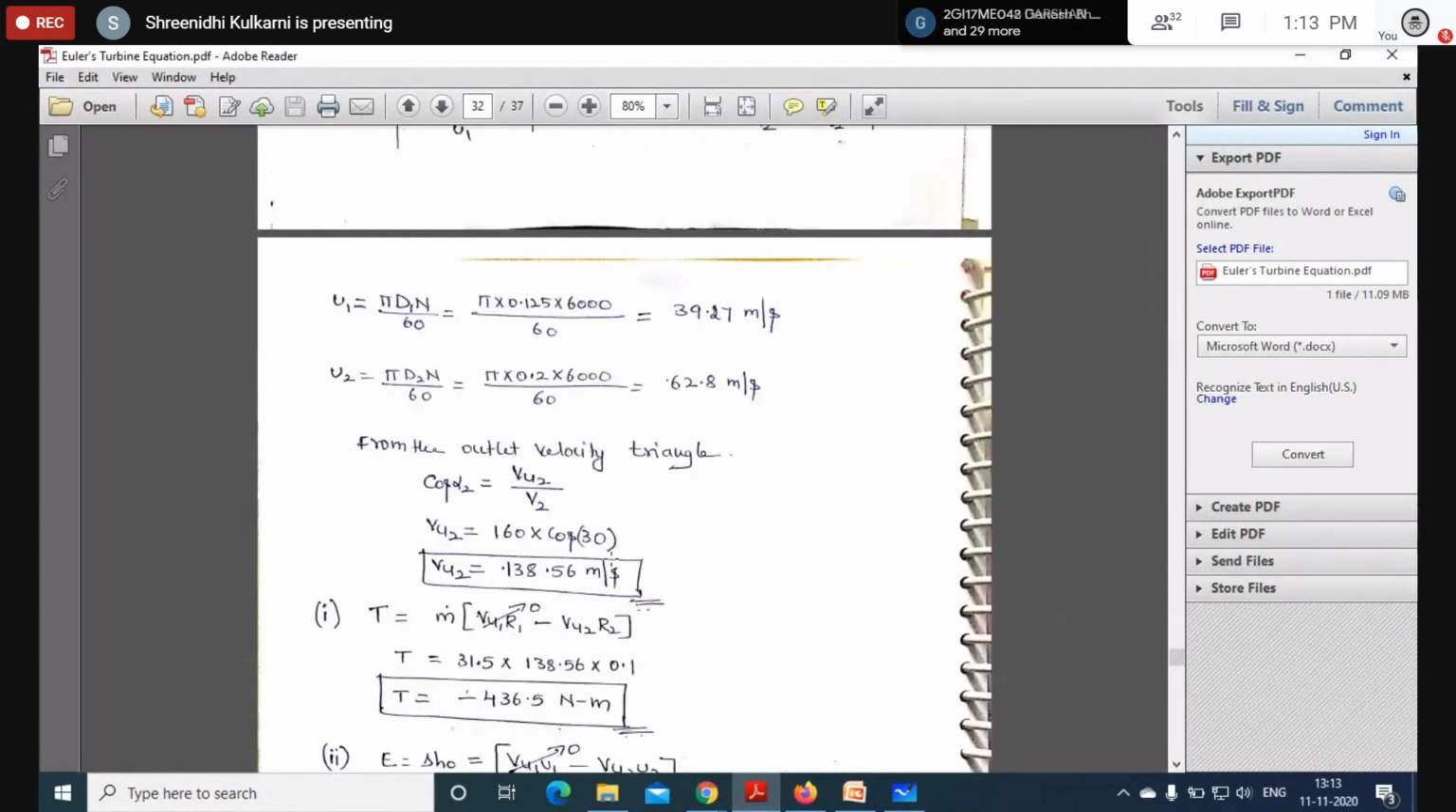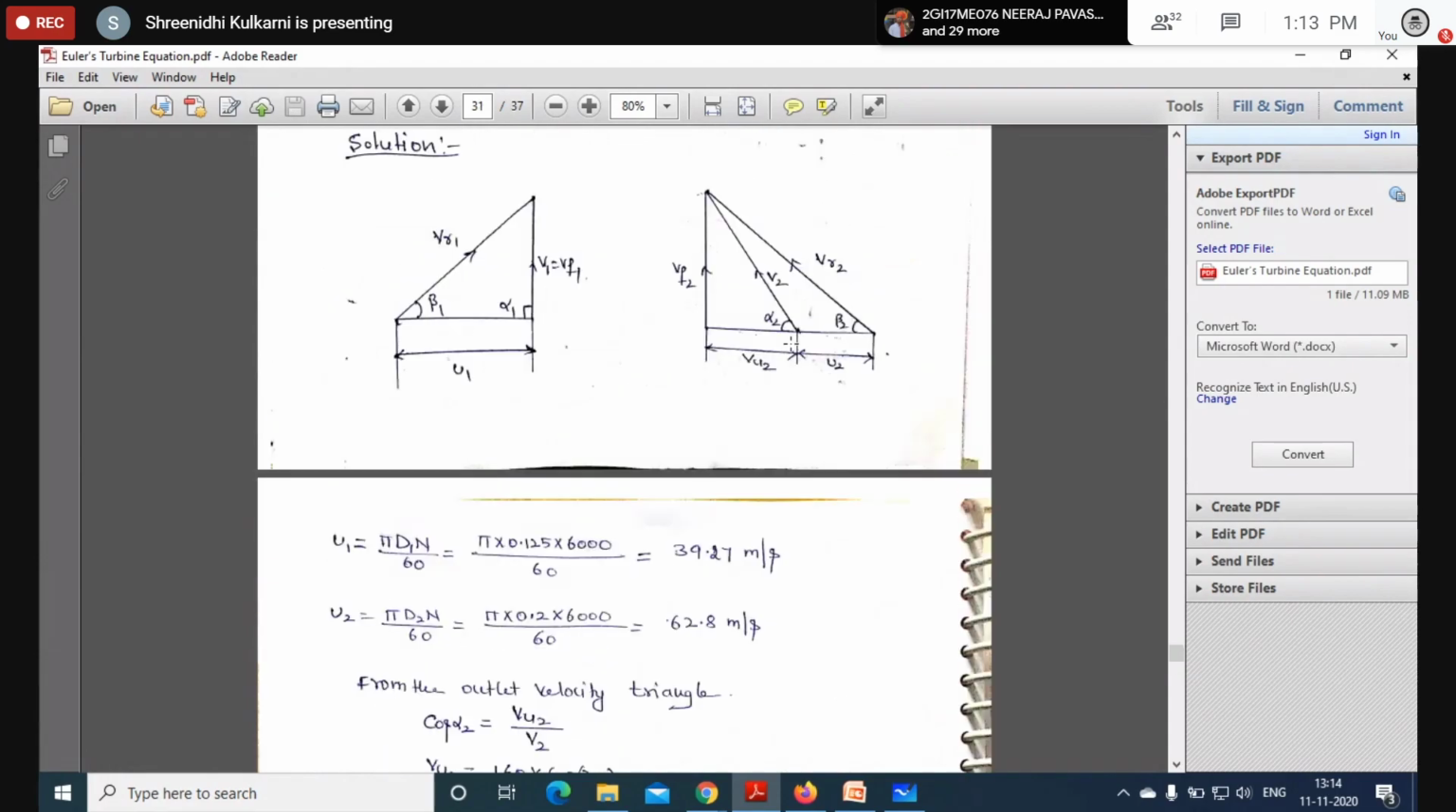Next, from the outlet velocity triangle, because anyway VU1 is 0, we have to find out torque. For the torque, we know the formula: m dot into (VU1 R1 minus VU2 R2). That is the torque. For that we want VU2, so VU2 we will get from the outlet velocity triangle.